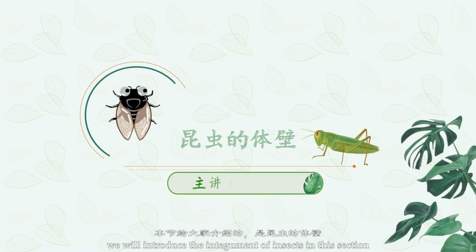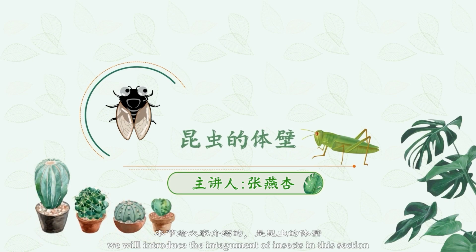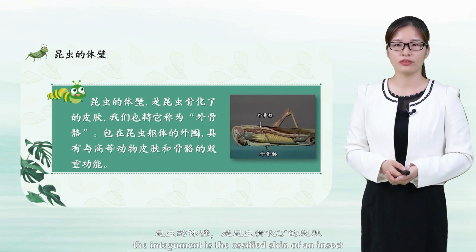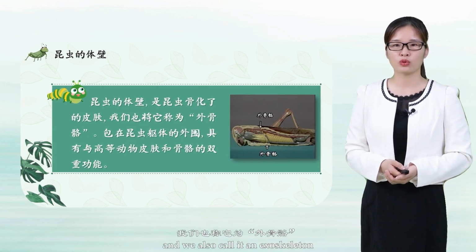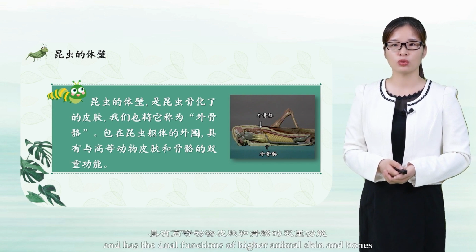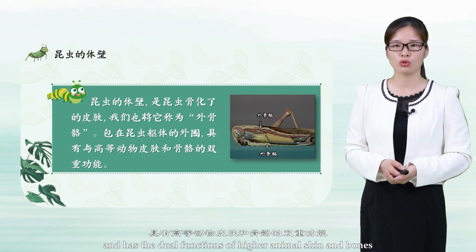Hello everyone! We will introduce the integument of insects in this section. The integument is the ossified skin of an insect, and we also call it an exoskeleton. It is wrapped around the insect body and has the dual functions of higher animal skin and bones.